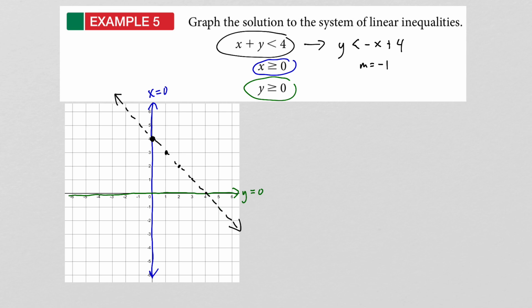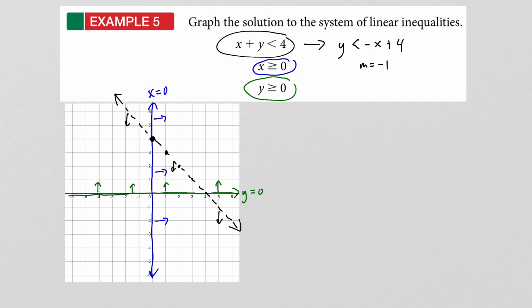All right. So now where do we shade? Well, we have to shade to the right of this blue line. Okay, so we know we have to shade somewhere over here. For the green line, y is greater than or equal to 0, we need to shade above that line somewhere. And then for this last line that we graphed, we have to shade below that one because it says y is less than that. So we need to be shading below this line.